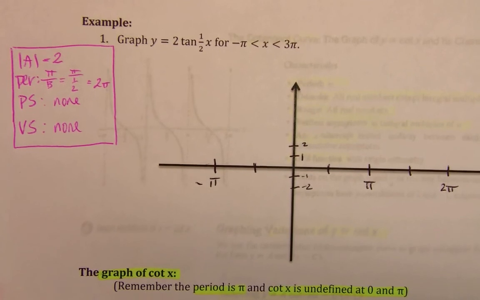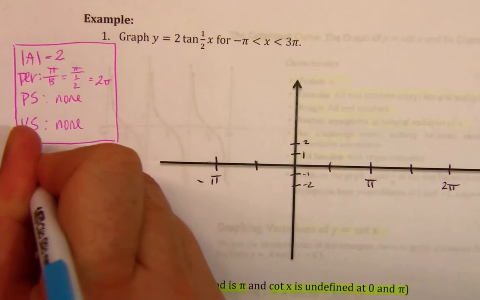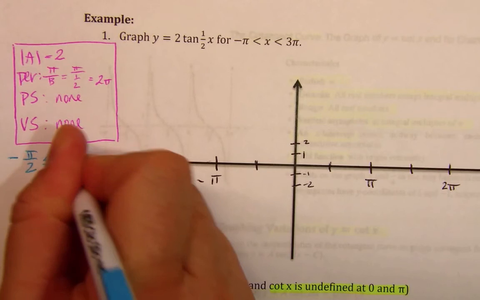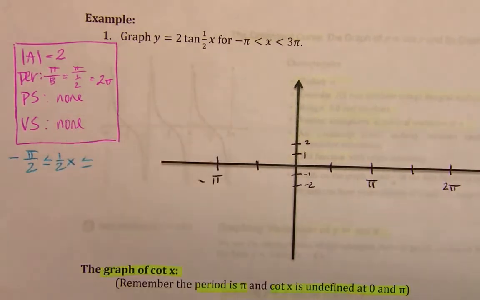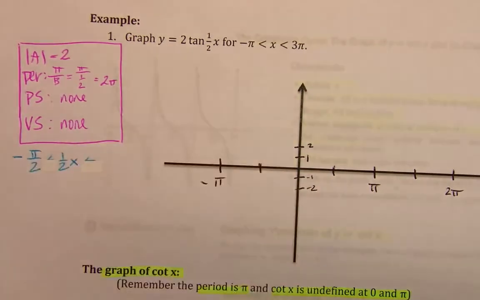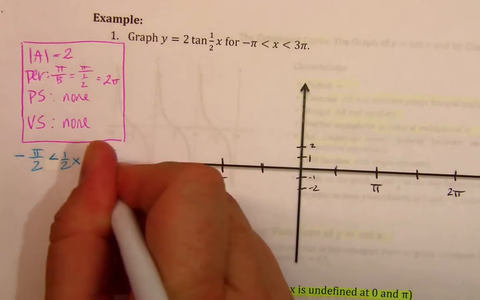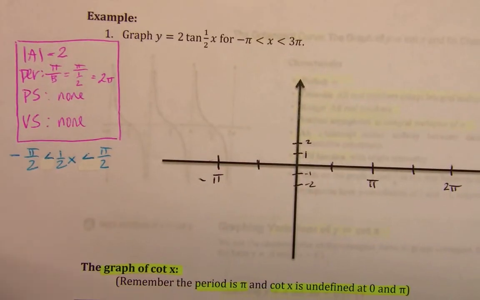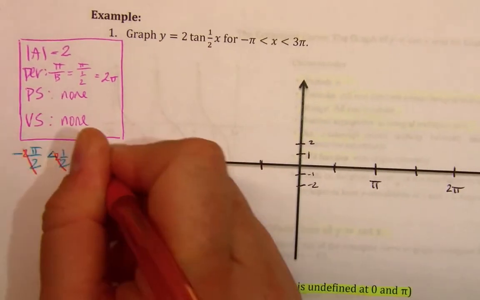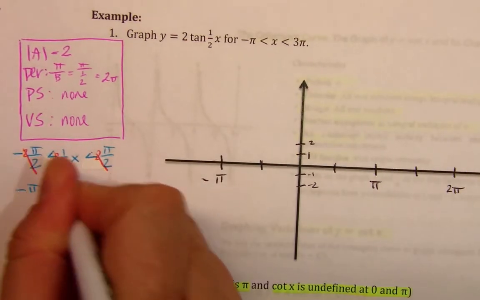Before we graph, we are going to set up where we're starting and where we're ending. So remember, negative pi over 2 less than 1/2 x less than pi over 2. Actually, that's a good point here. There's no equal to because these are where our asymptotes are. So you should just have less than here. And then we want to multiply by 2 everywhere because we want to get rid of this 1/2. So all our fractions reduce, and negative pi less than x less than pi.